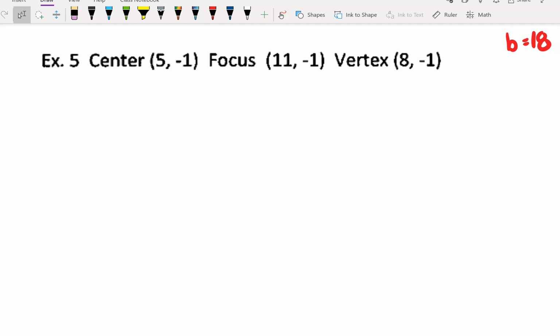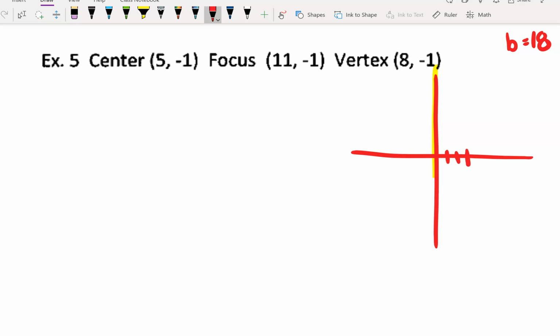All right, so I'm going to start. First things first, the center is (5, -1). I think the easiest thing to do here would be to just draw a rough sketch so we can get an idea of what this looks like. We have (5, -1) as the center, and then we have a vertex at (8, -1). I feel like a vertex is more helpful in graphing, so that's why I'm graphing that next.